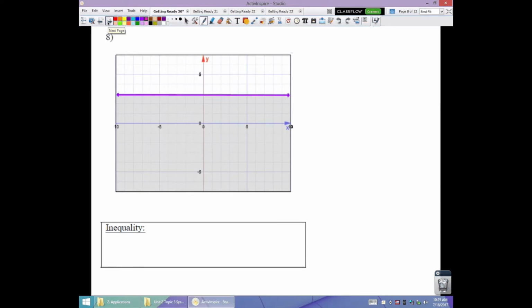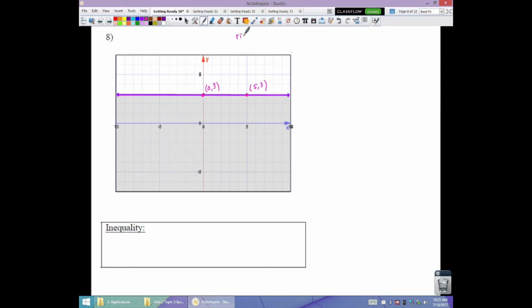Now, number 8 is just a horizontal line. So we can go through that same procedure that we've been doing, although this one, when we're done, should have been much easier than that. Okay, so if I choose 2 points again, it doesn't have an x-intercept, so I can use my y-intercept, which is 0, 3. And then I can pick another point, say 5, 3.